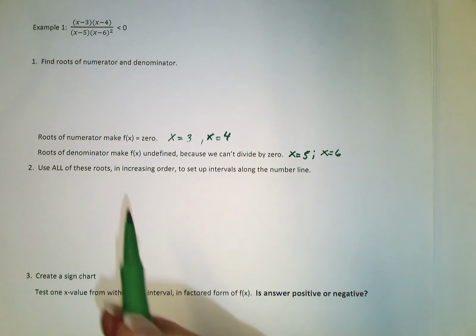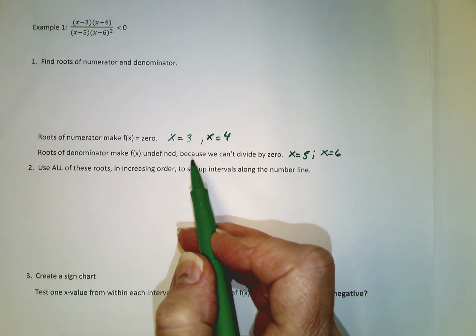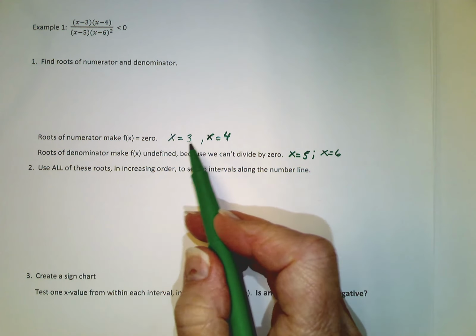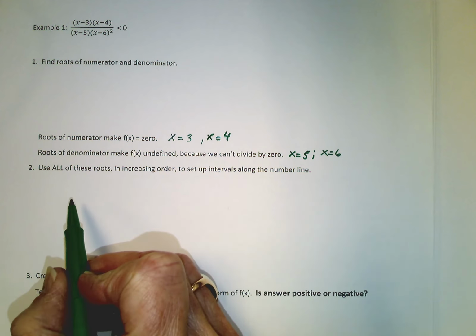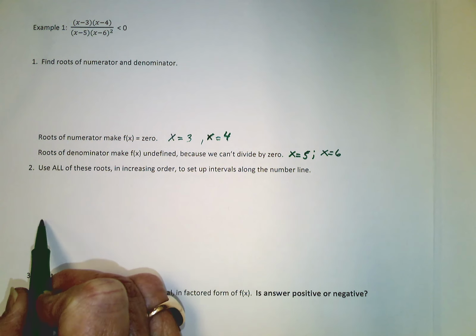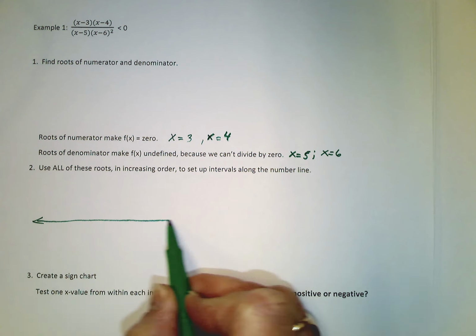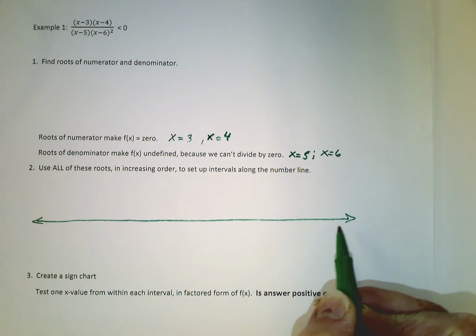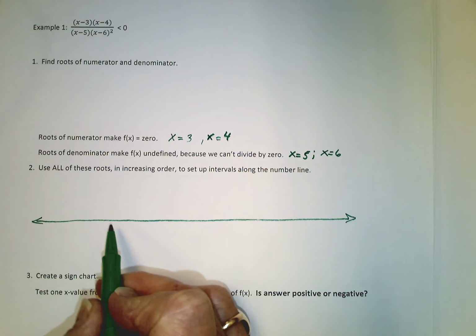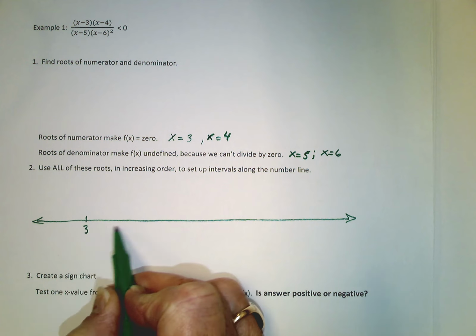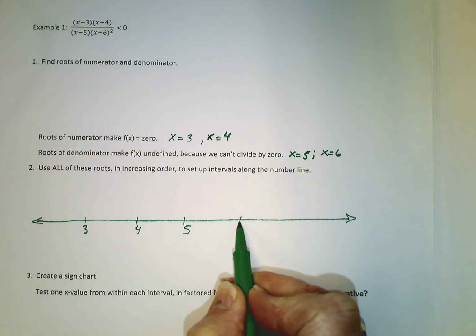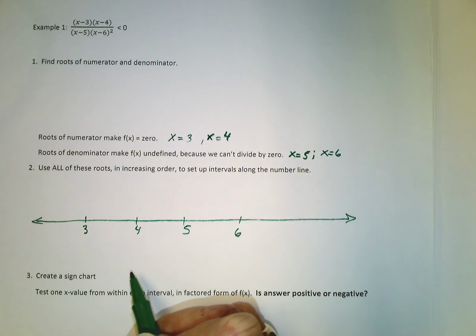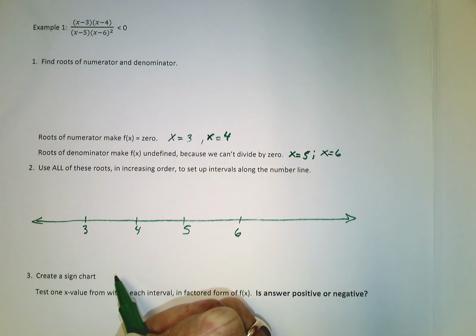So it says, use these roots in increasing order. Well, they go 3, 4, 5, 6. Isn't that cute? And set up intervals along a number line. Okay. Number line. And I'm just going to space the 3 and the 4 and the 5 and the 6. I know they're not evenly spaced. They should be out on the number line.